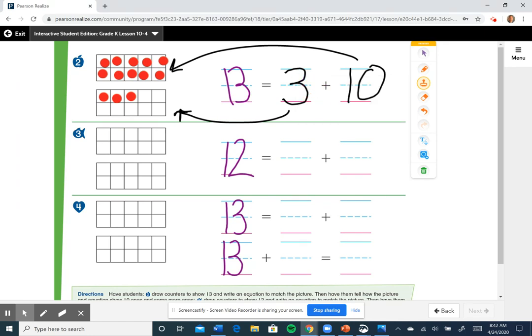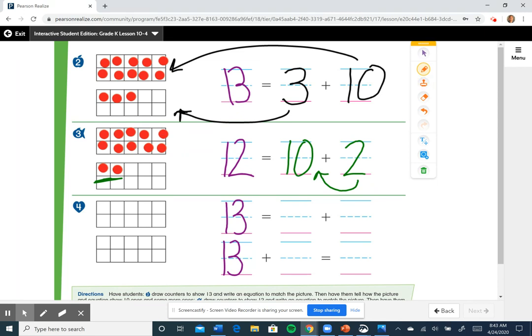Now 12. Remember, we need to have one whole 10 frame filled, because it's 10 and some ones. Now we can just count 11, 12. Oh, got the 12. That's enough. So I'm going to have 10 plus 2, because that's where these two are from. Notice how we have 12. So we have 10 plus 2. If we replace the 2 with the 0, we get 12.